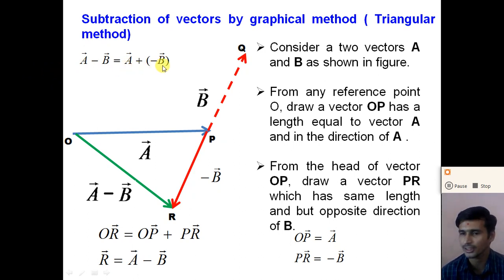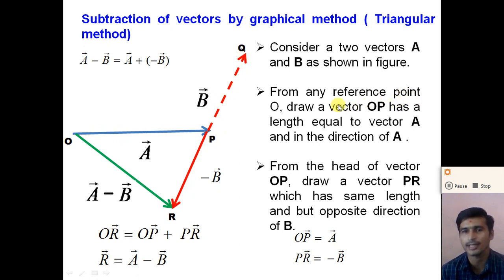So subtraction is nothing but one type of addition of one vector and the opposite of the other vector. So let us see how subtraction can be done with the help of the graphical method. Here, if we consider two vectors, vector A and vector B, and we want to subtract vector B from vector A, draw vector A from the reference point O. On the head of vector A, draw vector B.